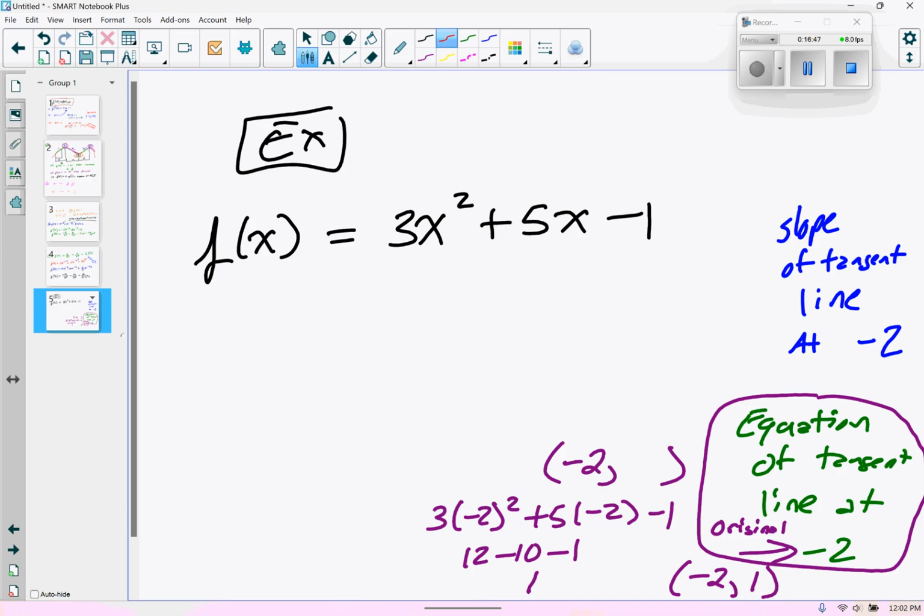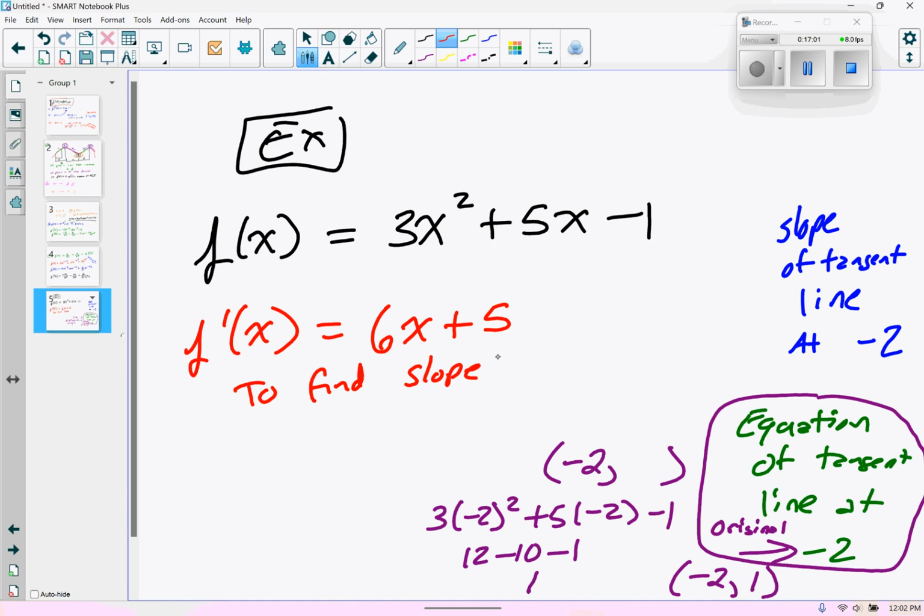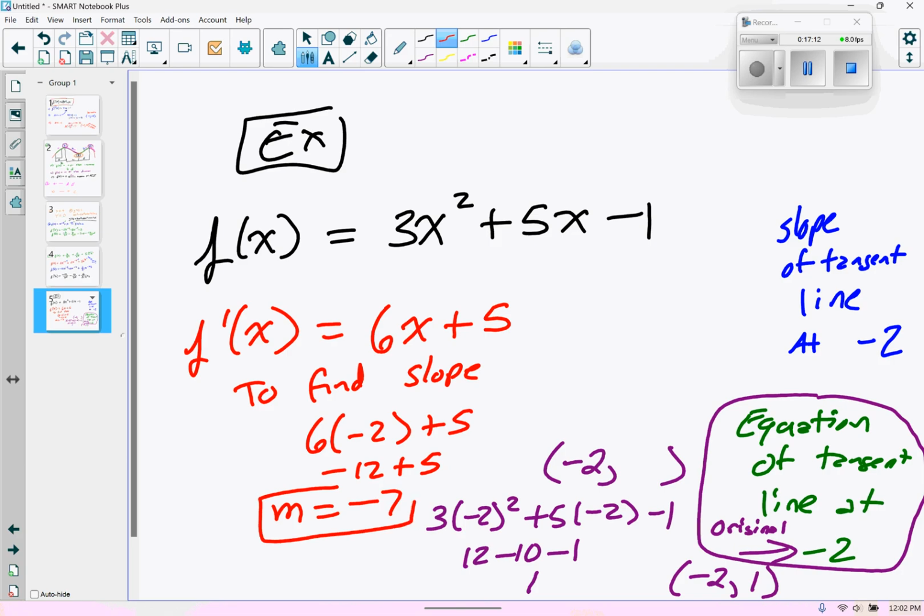We're going to save that -2 comma 1 for a moment. Next thing I want to do is take the derivative of our function. So that's going to give me 6x plus 5. And to find the slope of this, I'm going to take that -2 and plug it in, which is -12 plus 5, which is going to give me -7. So this is the slope of our tangent line. Okay?